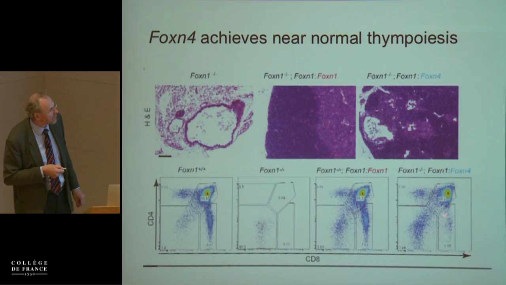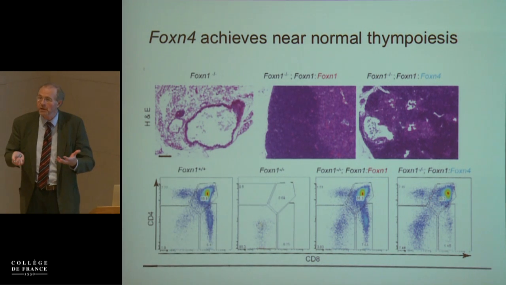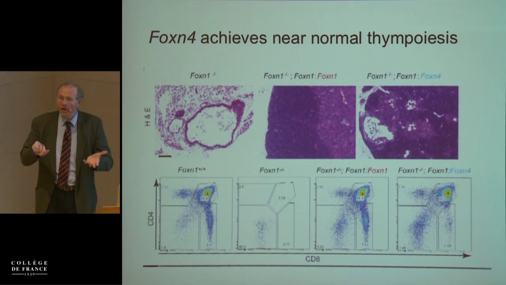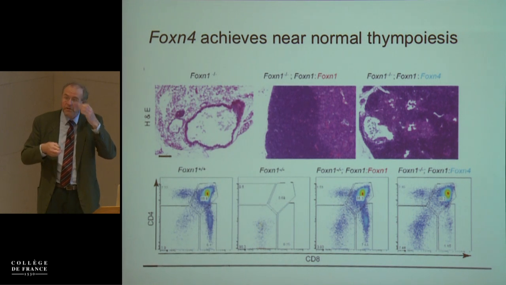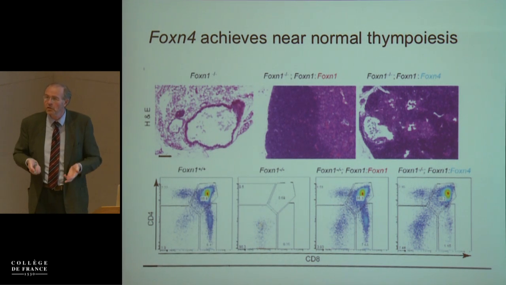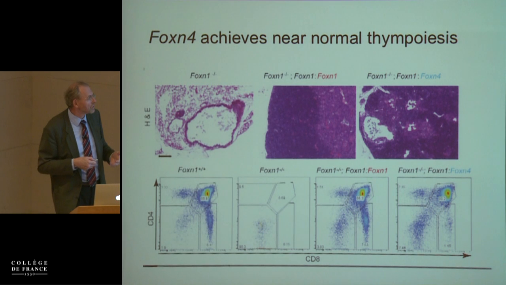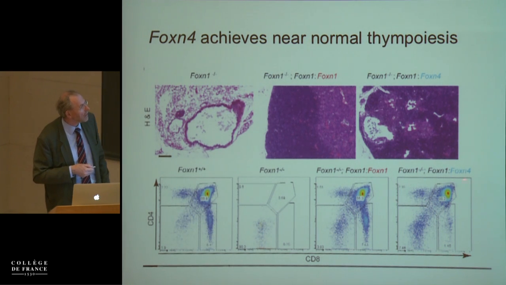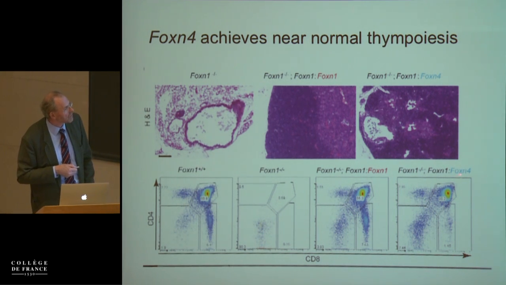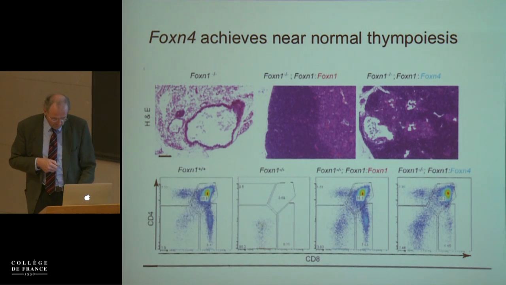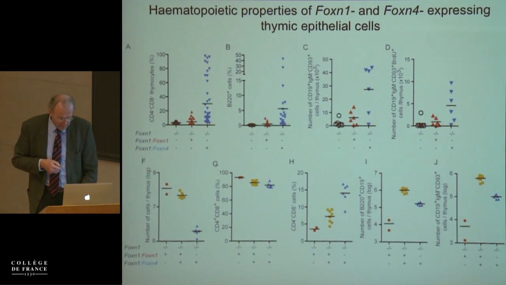But in terms of T cell development, it's not bad at all. And the periphery is colonized by these T cells. They are functionally normal. There is no autoimmunity. They can respond to immunization and so forth. So this is perfectly fine. Thymopoietic activity is rescued by this ancient gene, which is a big surprise.